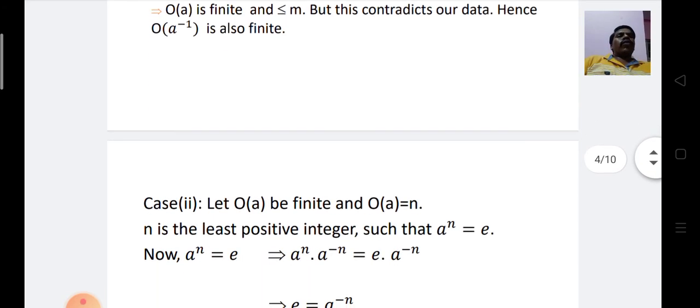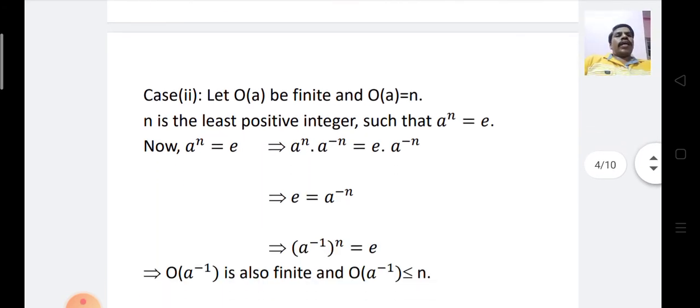Next we go for the second case. Here let order of A be finite and order of A is equal to n, where n is the least positive integer such that A power n is equal to E. By using the definition of order of an element, if order of A is equal to n, then A power n is equal to E.